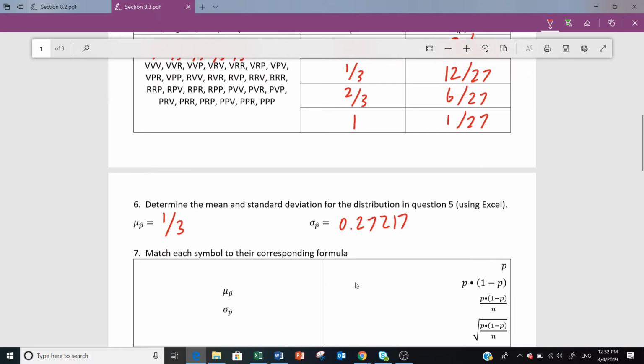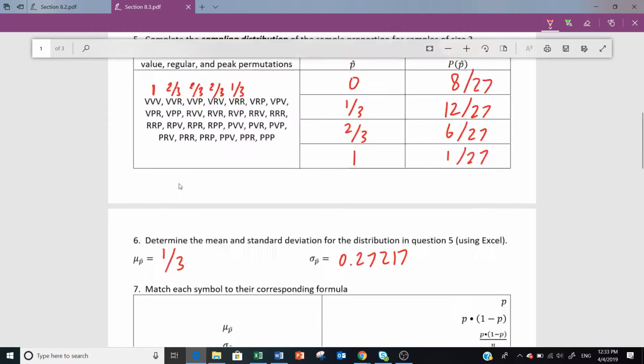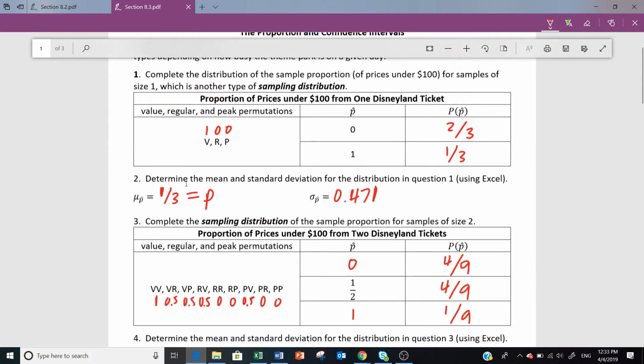Okay, but in order to get the extra credit, we have to make sure we share our answers. So what was mean of P hat? It was 1/3. Good. 1/3 was P. See how 1/3 right here is P. How do we find P again? We go to the population, and it's one value that's under 100 out of 3 values total.